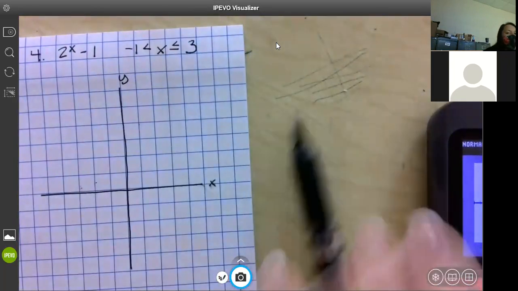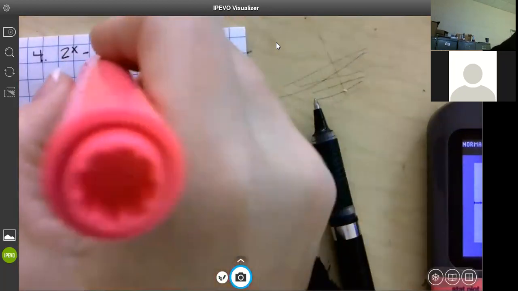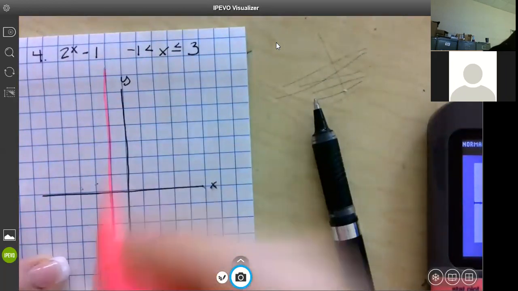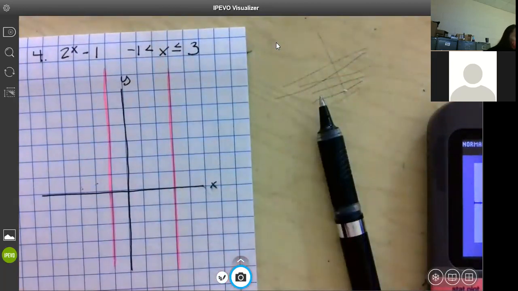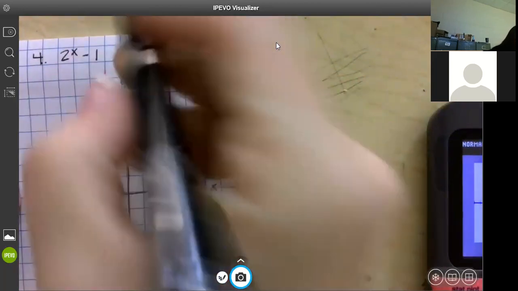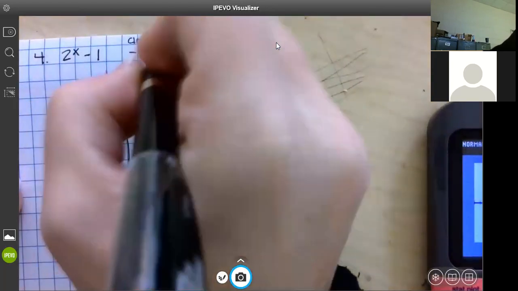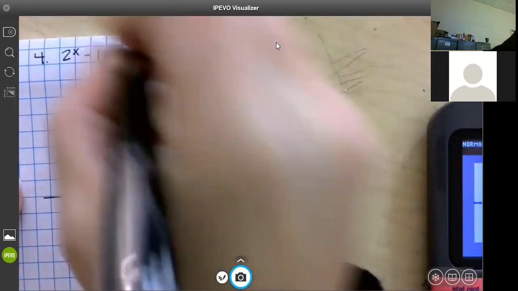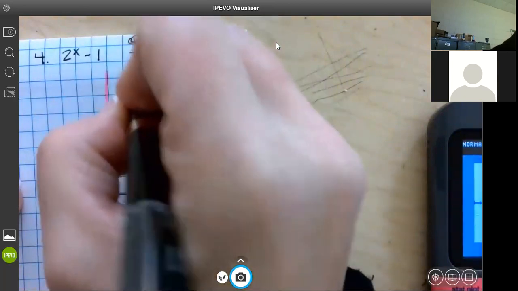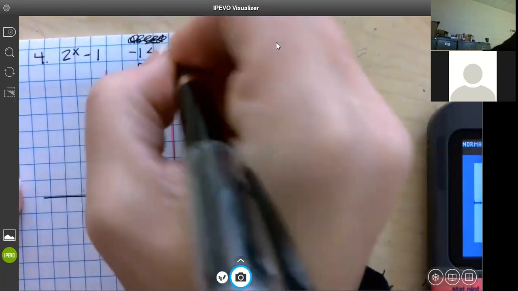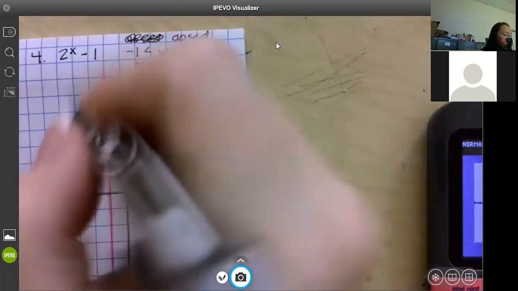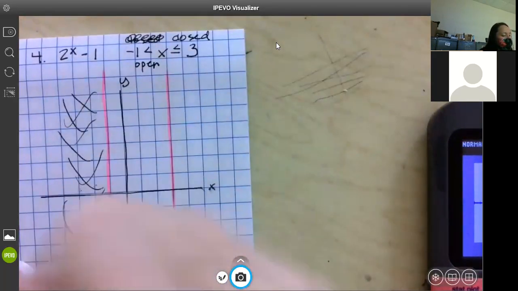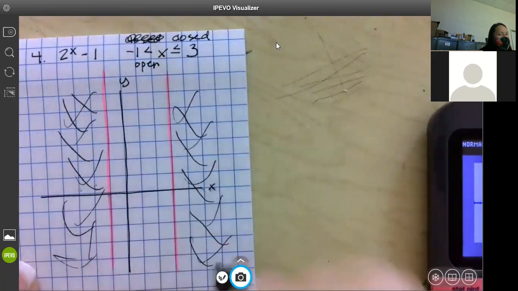So here's my graph. I actually have 2 boundaries. One at -1. One at 3. The one at -1 is open, because it's not equal to. And the other one is closed. This means we graph between. So we don't do anything over here at all. Okay, just in the middle.